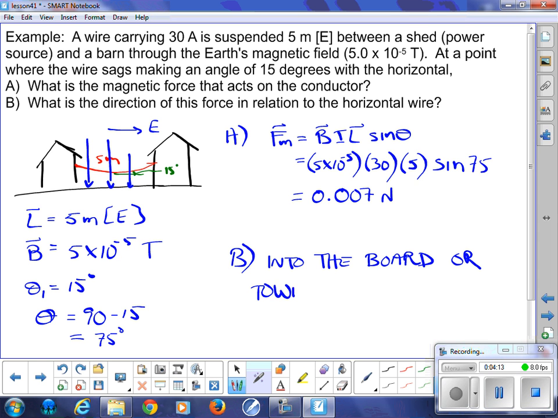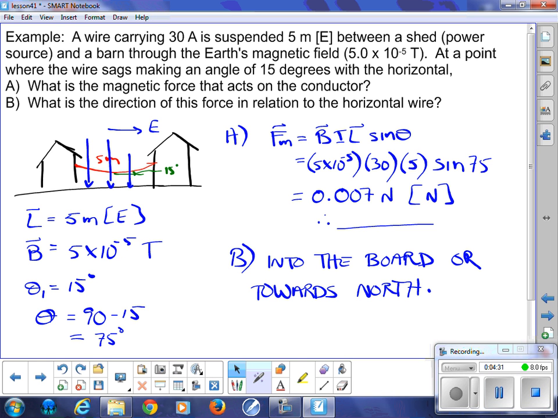Because remember, we're looking at this situation standing on the south side of the buildings, because east would be to our right. So the force would be into the board, which would be heading north. And you can put into board or into page, or you can use north, either way. So that calculates the magnetic force acting on that wire that's being suspended.